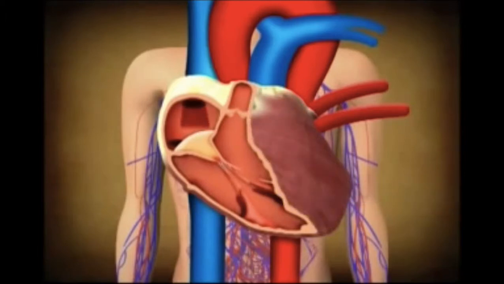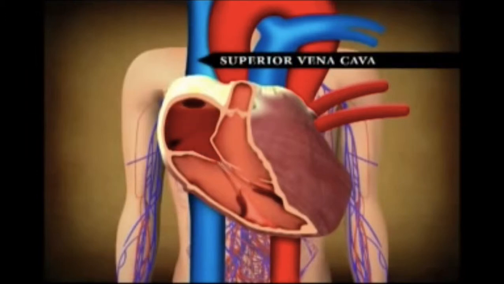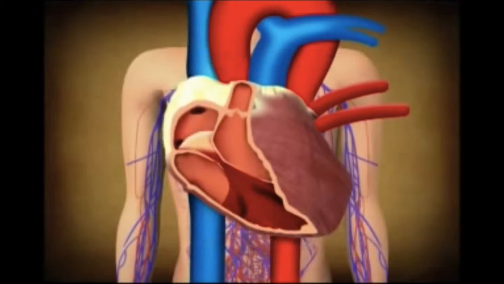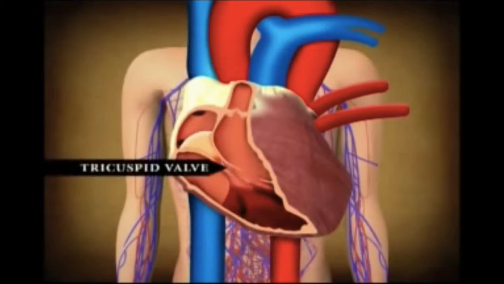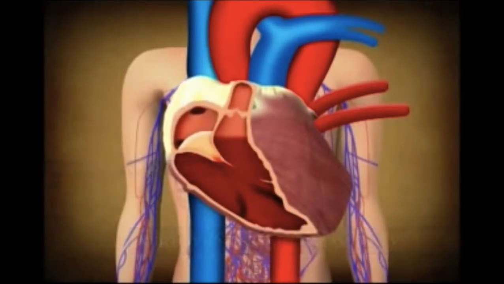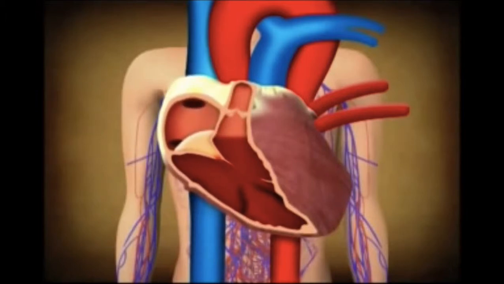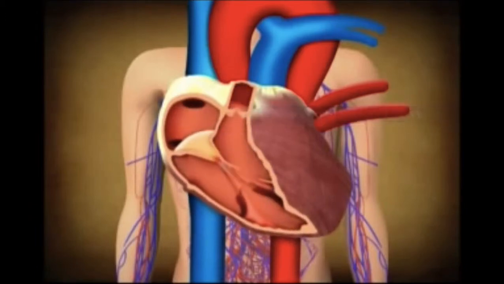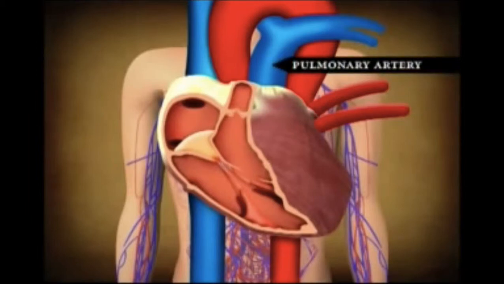The right atrium receives blood returning from the systemic circuit via 2 large veins: the superior vena cava, which drains all regions above the heart, and the inferior vena cava, which collects blood from all the lower regions. When the right atrium contracts, it pumps blood into the right ventricle through the tricuspid valve, one of the atrioventricular or AV valves. Heart valves are designed to allow blood to flow in only one direction. When the right ventricle is full, it contracts, pushing blood out through the pulmonary semilunar valve into the base of the pulmonary artery on its way to the lungs.